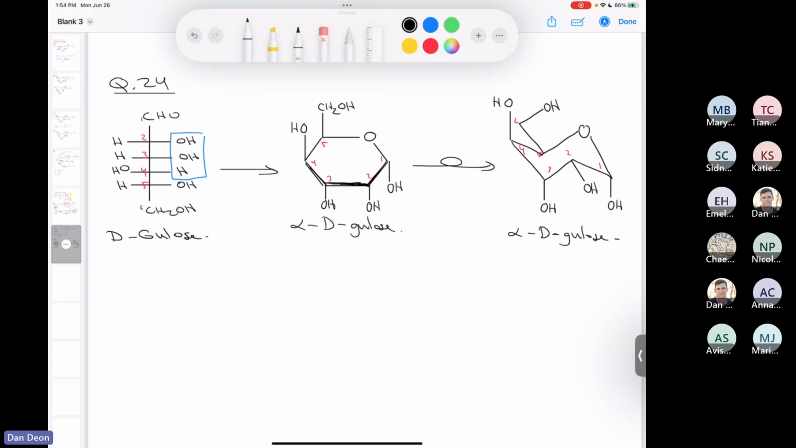And remember, on your quiz or anything that you do that's practice in this class, if you're ever asked to draw a sugar, it's going to be a naturally occurring sugar. So it's going to be a D sugar. Okay, you're not going to be asked to draw any L sugars.